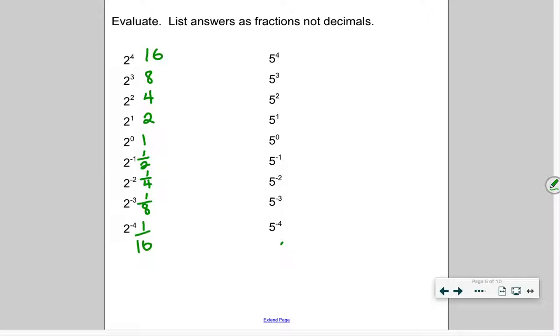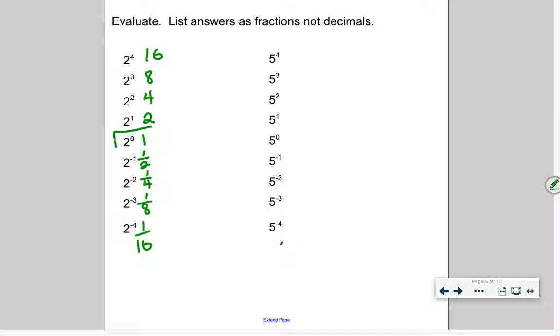16 and 1/16. What are those? Reciprocals. Yeah, they're reciprocals of each other. So if I've got 2 to the 4th power is a positive 16, 2 to the negative 4 power is the reciprocal of that, and it's going to be 1/16 then. So it should be true every single time.